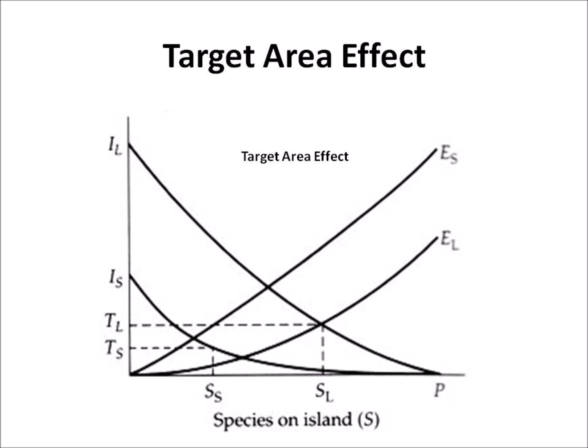So again, just like with the rescue effect, when you start to consider the influence of island size on both sides of the equation, extinction and immigration, the difference in equilibrium number of species between the large and the small island is going to be much greater than it would be under the original theory that only considers the effect of island size on extinction rates.